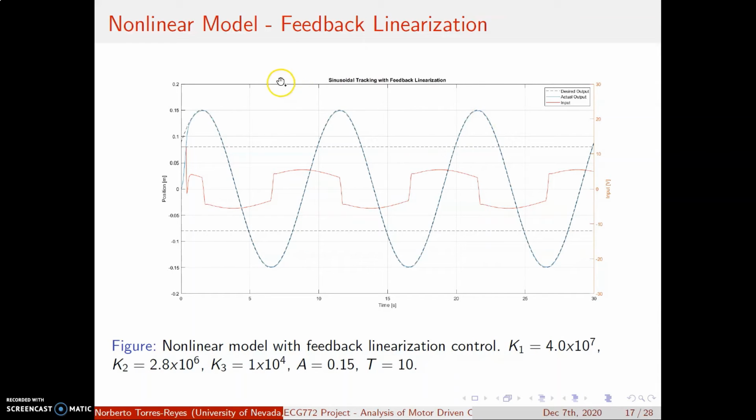So with feedback linearization, you can see that the tracking is much better than both the linear and the nonlinear model with proportional control. You lose all the flat-top peaks that you see in the nonlinear model with proportional control. And you can see that the input, although it does get saturated, is also very highly nonlinear. But overall, the tracking is really good after a small initial transient.